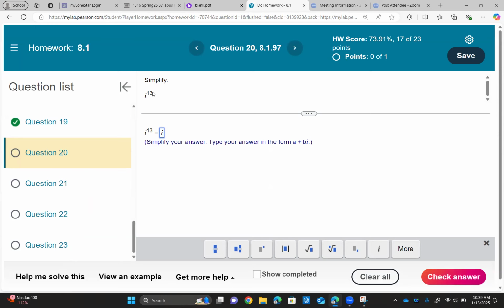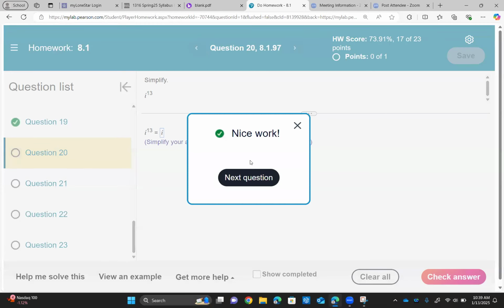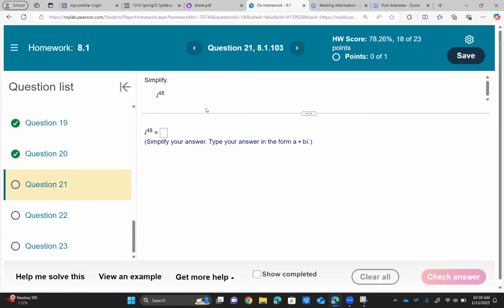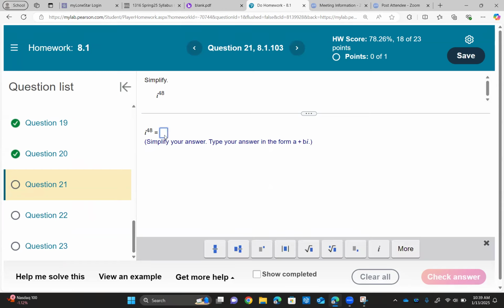In these questions, the result is either -1, +1, i, or -i. There are no other answers than these options. So see, 48 is a multiple of 4. I don't even have to do any work. I know that this will return a 1.